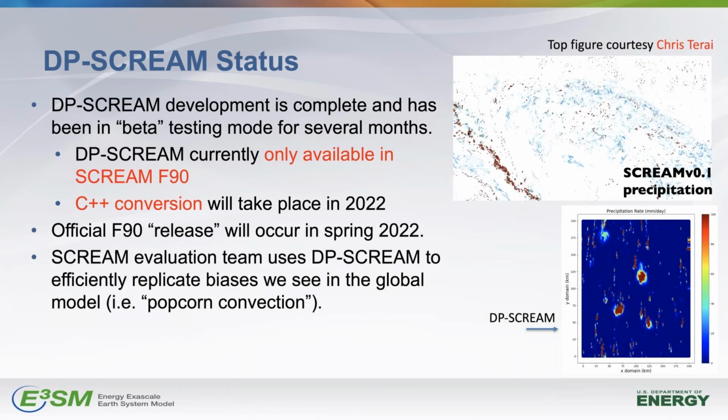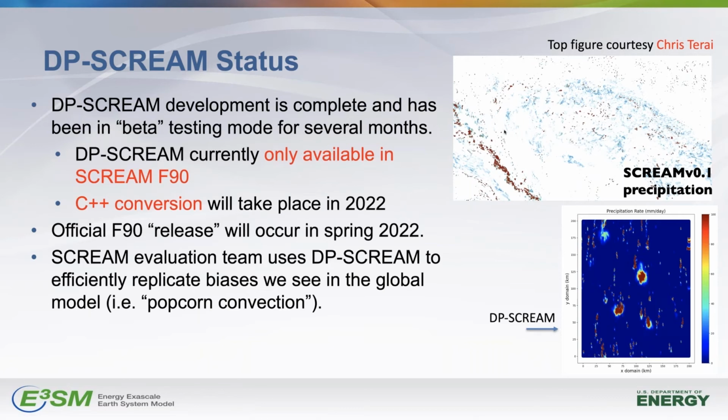I also want to point out that the SCREAM evaluation team has been using DP SCREAM to efficiently replicate biases we see in the global model. One of these biases is the so-called convection popcorn problem. This is depicted in the top panel. This bias is characterized by an abundance of smaller than observed precipitation clusters and lack of organization.